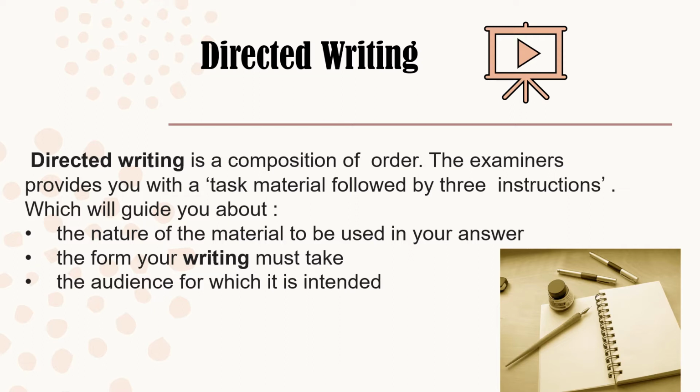Now let's see what directed writing is. Directed writing is actually a composition of order. There is a certain order which is observed. The examiner provides you with the task material. Task is actually the situation in which the examiner is going to place you. And after this, there are 3 instructions which we call rubrics. And they guide you about the nature of the material you are going to use, the form of writing you are going to adopt, and the audience for which it is intended.